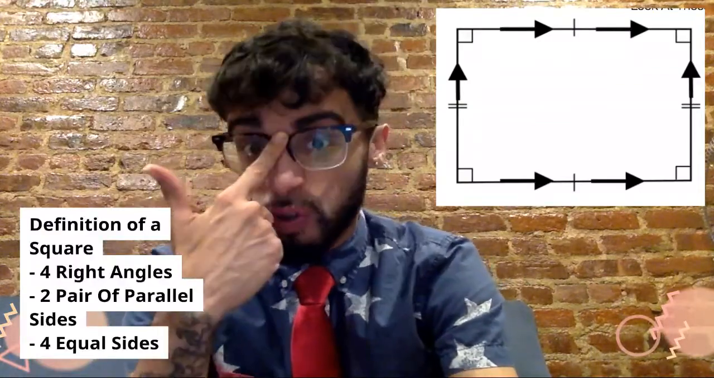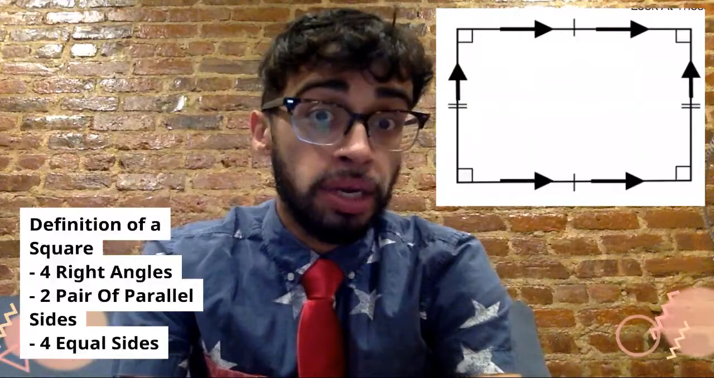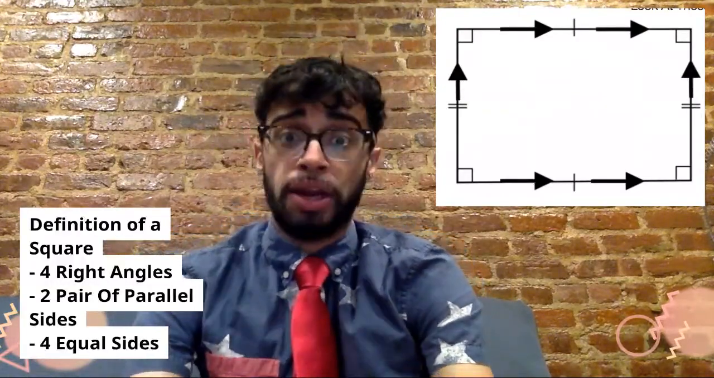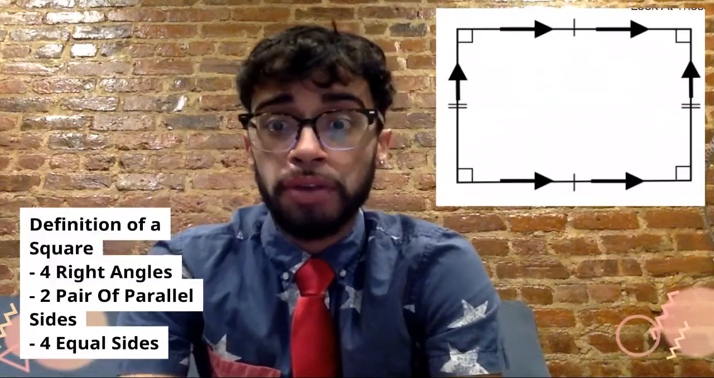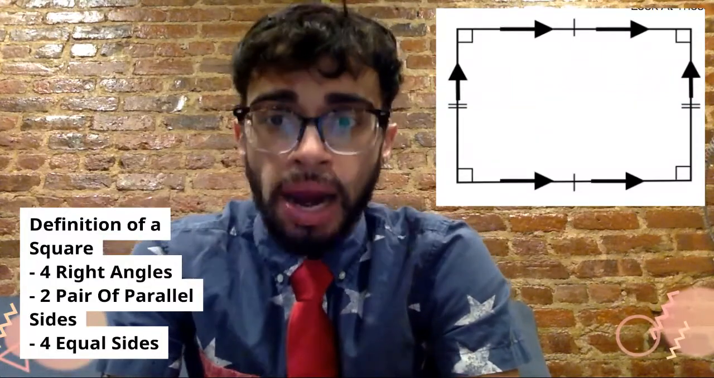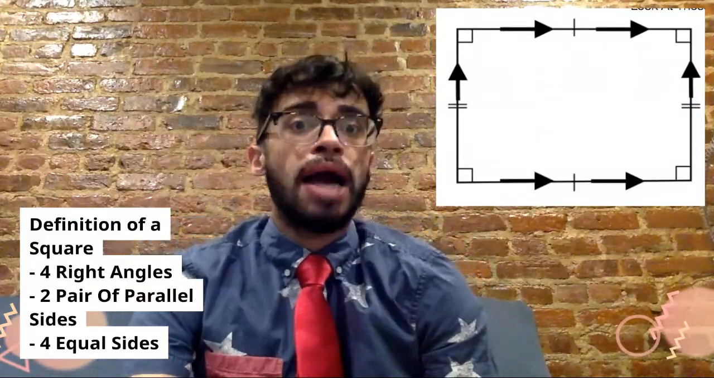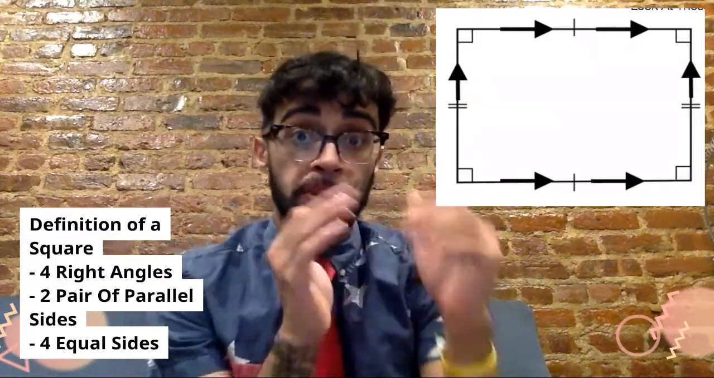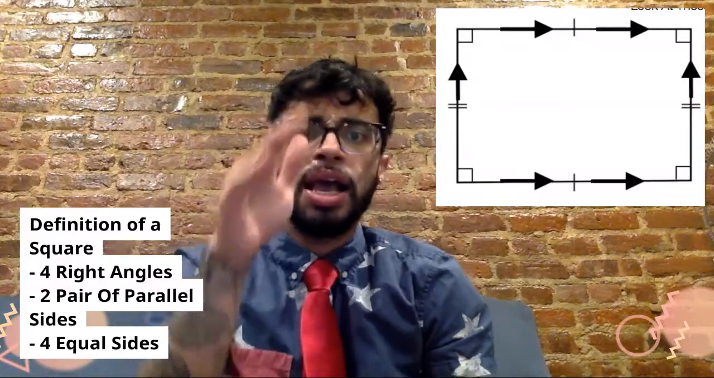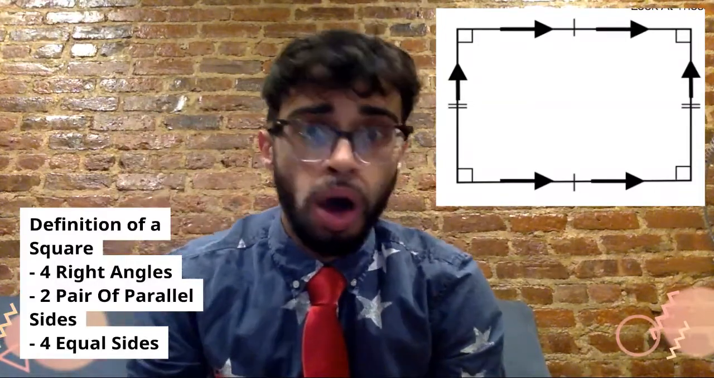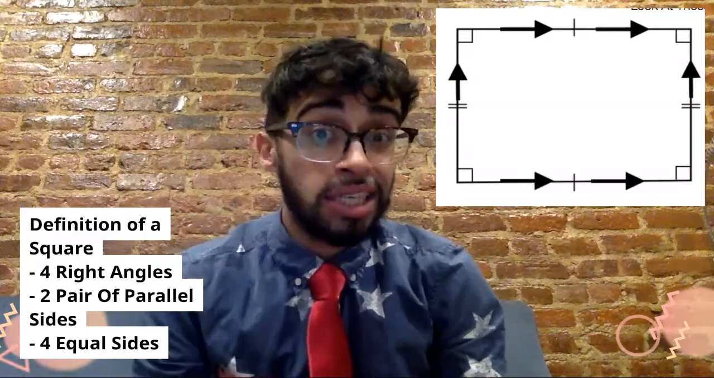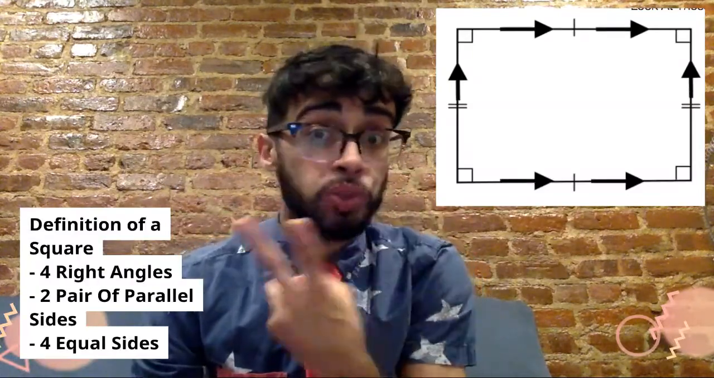First, we have four right angles. Well, I'm looking at this rectangle, and I see in every corner there is an annotation for a right angle. So this does have four right angles. What about two pairs of parallel sides? Well, I do see that the top and the bottom have two sets of arrows. That's letting me know that's one set of parallel sides. And the left and the right have one pair of arrows, so those are another set of parallel sides. So this actually has two pairs of parallel sides as well.